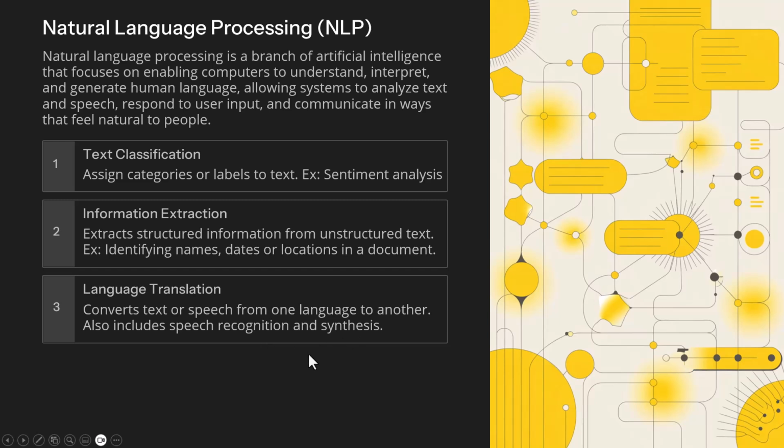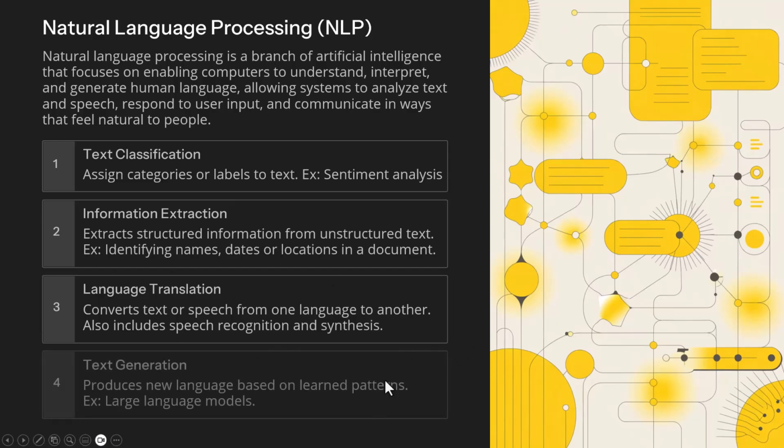So you could have tools that could transcribe speech, so you have speech to text or vice versa. You could do text to speech, and those would all be considered in this realm of language translation. And then of course we have text generation, which you're probably familiar with, the modern large language models like ChatGPT or Gemini or Grok, which are going to produce new language based on learned patterns. And a lot of that is based on what's called a transformer, which is a specific type of neural network, which we'll probably get into in some future video.